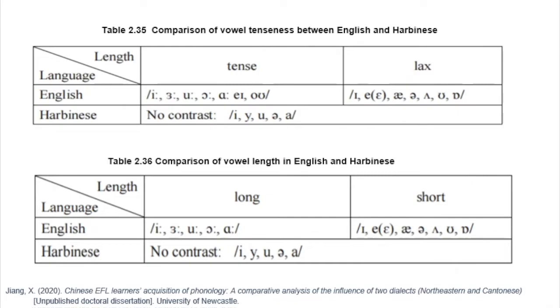In English, there are tense vowels, lax vowels, long vowels, and short vowels. However, Habanese has no contrastive phonemes in tenseness or length. As a result, students in Northeast China can't distinguish the tense and length in vowels and struggle to hear the distinction. For example, they are always confused by sit and seat, which include different vowel lengths, but because of no similar phonological rules in Habanese, they recognize these words as the same.